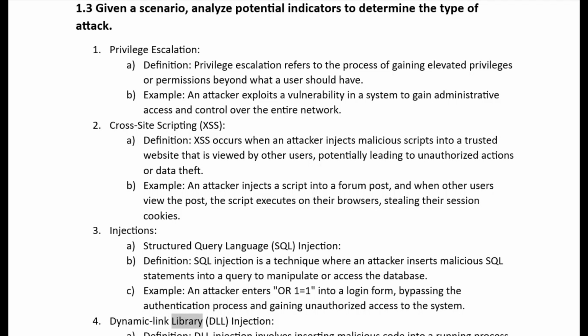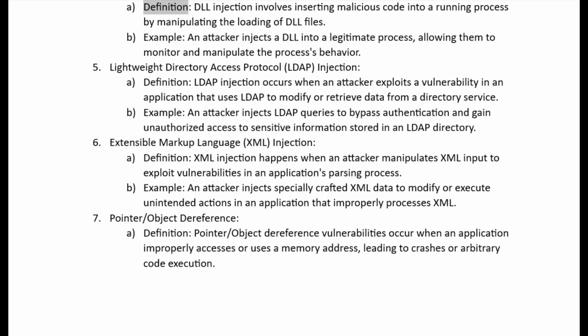Dynamic Link Library, DLL, injection. Definition: DLL injection involves inserting malicious code into a running process by manipulating the loading of DLL files. Example, an attacker injects a DLL into a legitimate process, allowing them to monitor and manipulate the process's behavior.